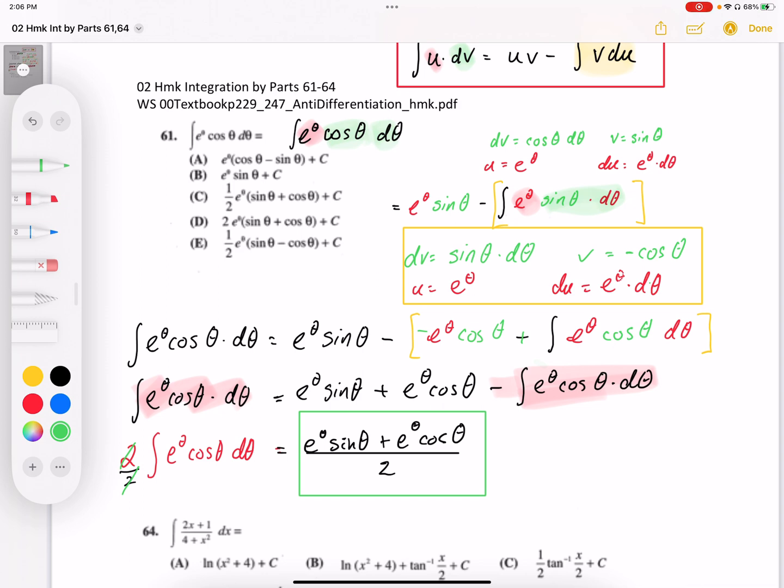And we solve this not by actually undoing the integral, but by actually regenerating the exact same integral and solving it algebraically by moving it to the other side.